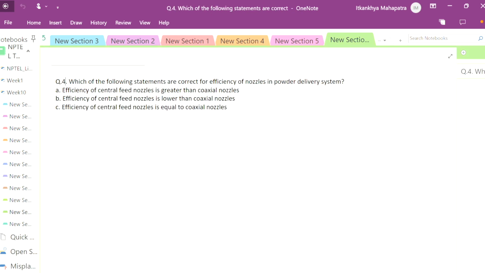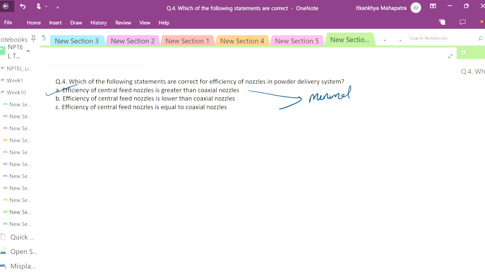Next question: which of the following are correct for efficiencies of nozzles in powder delivery systems? Coaxial efficiency can be as low as 30%. For central feed nozzles, the efficiency is above 80%. The advantage of using a central feed delivery nozzle is minimal divergence of the powder stream. So according to this, the efficiency of the central feed nozzle is greater than that of the coaxial nozzle.